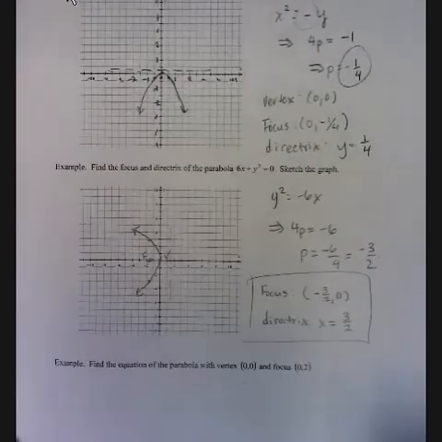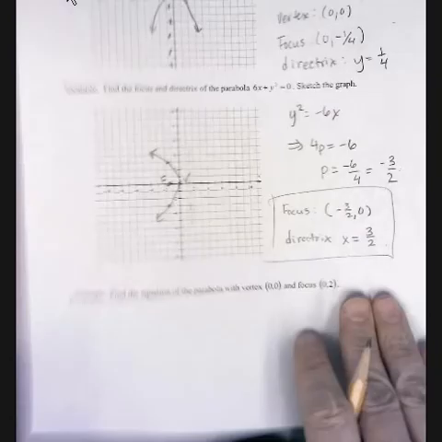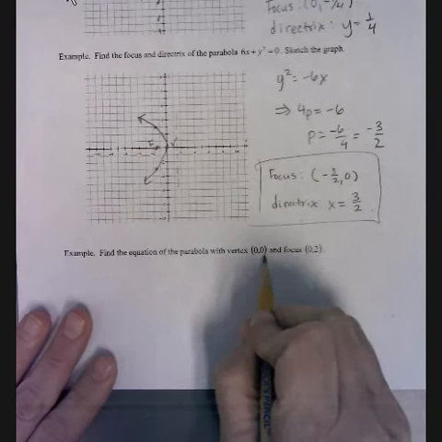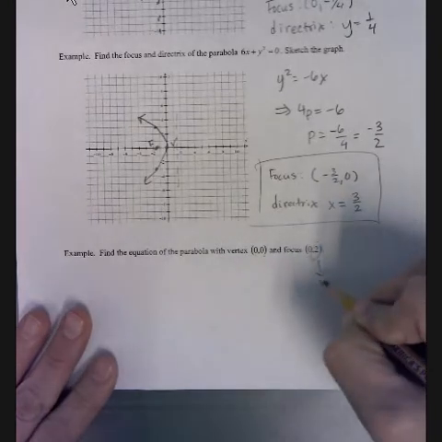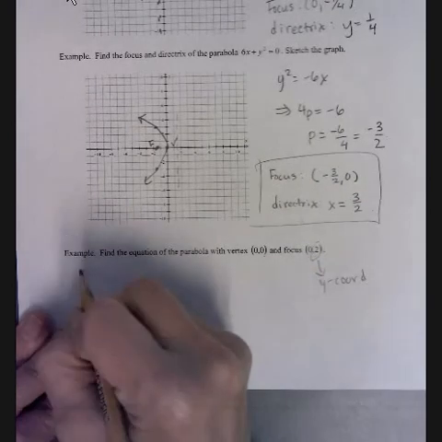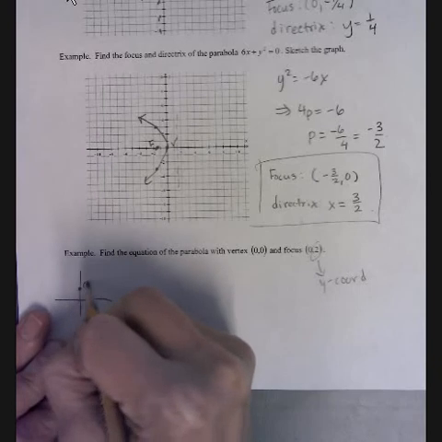Okay, another example here. Oh, actually, I think there's 2 more. Yep, 1 more on the back too. Find the equation of the parabola with vertex 0, 0 and focus 0, 2. Okay, so that's the y coordinate. So if you were thinking about where that is, it's up here. That means this thing opens up.